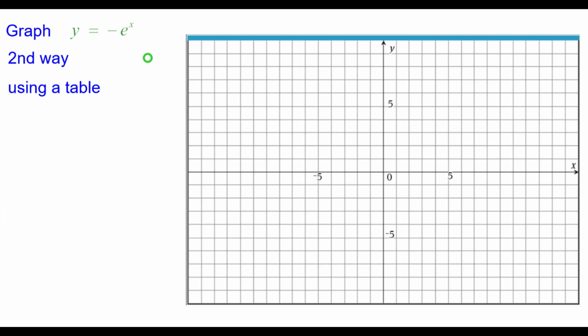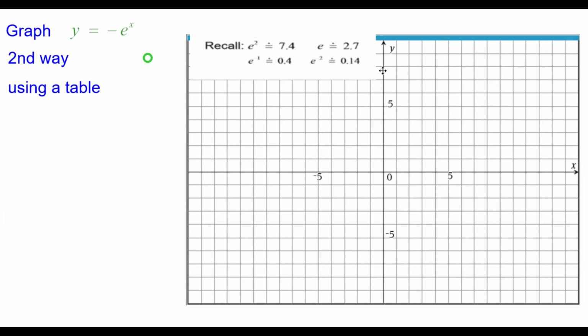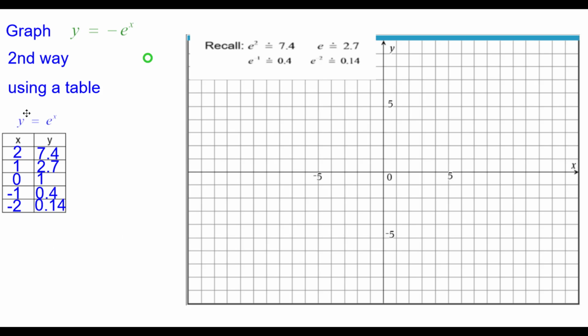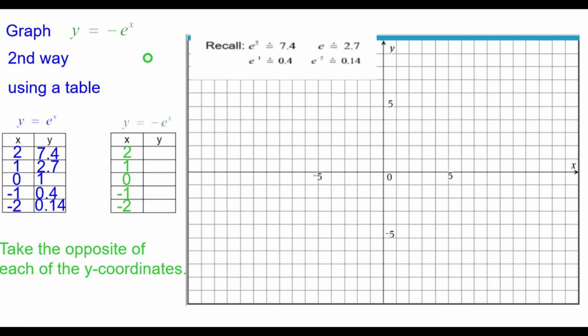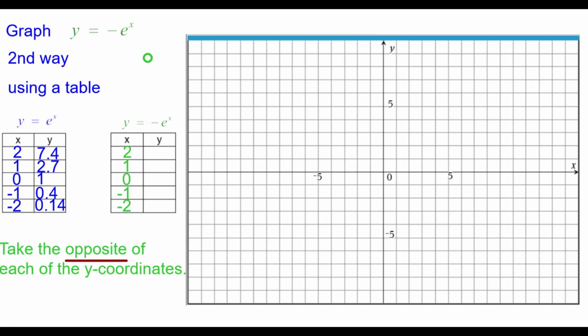Second way, using a table. Again, here are the values we're supposed to know, the powers of e. We put those in the table. So we're going to keep the x coordinates the same, but take the opposite of each of the y coordinates. So 2, negative 7.4 is our first point. 1, negative 2.7 is going to be our second.